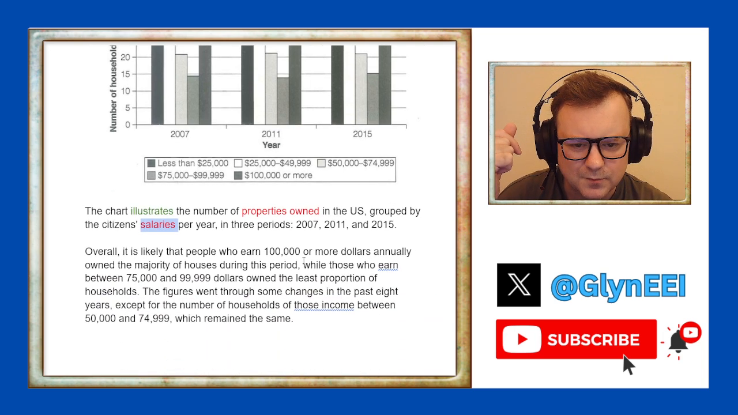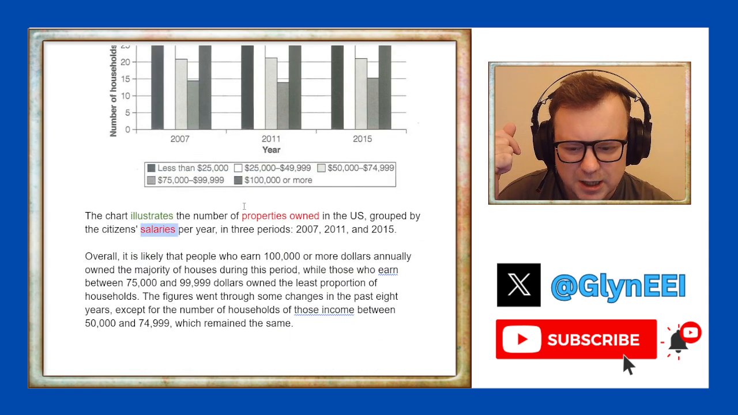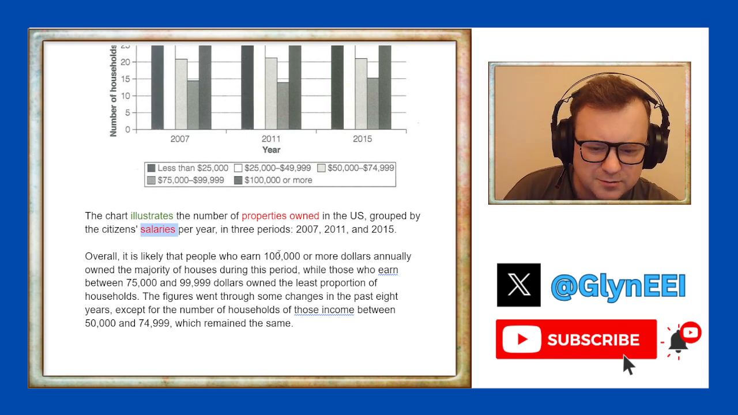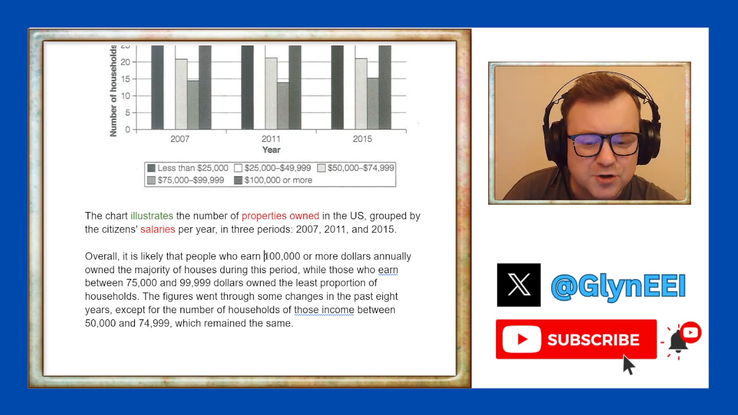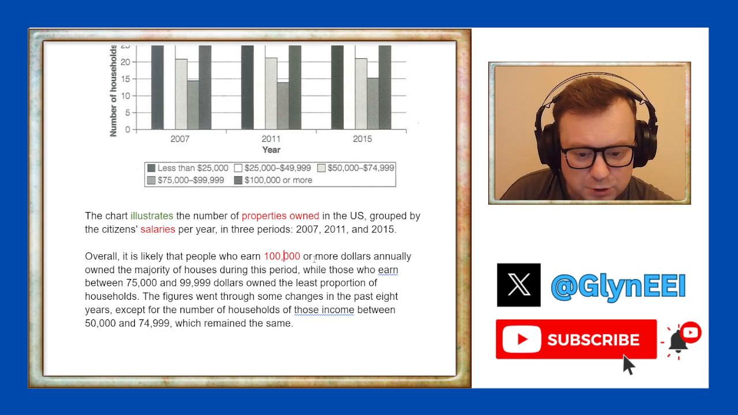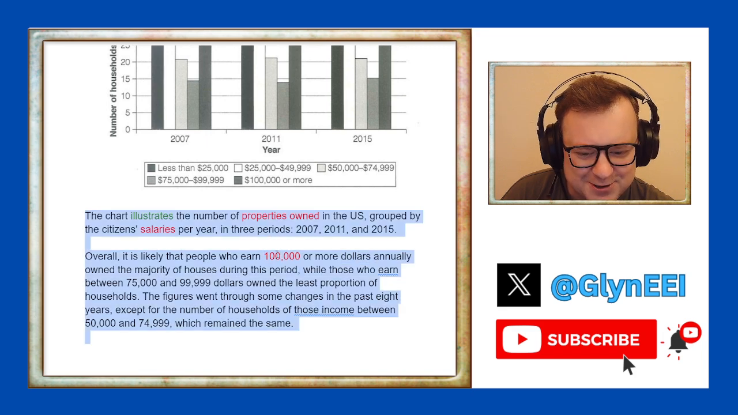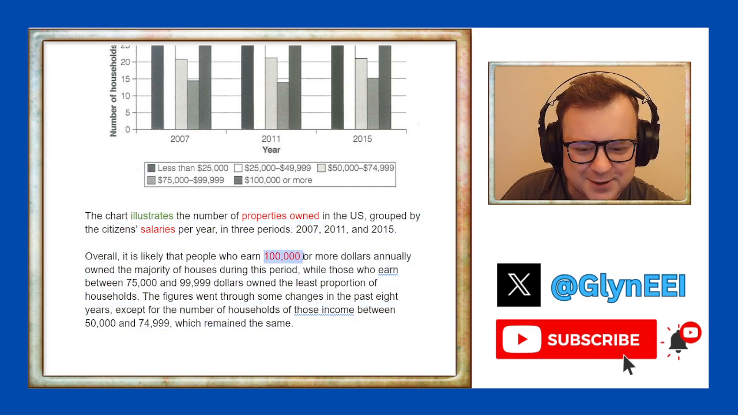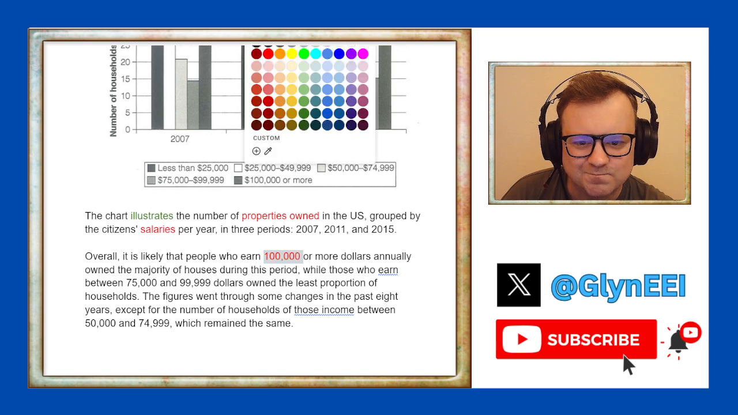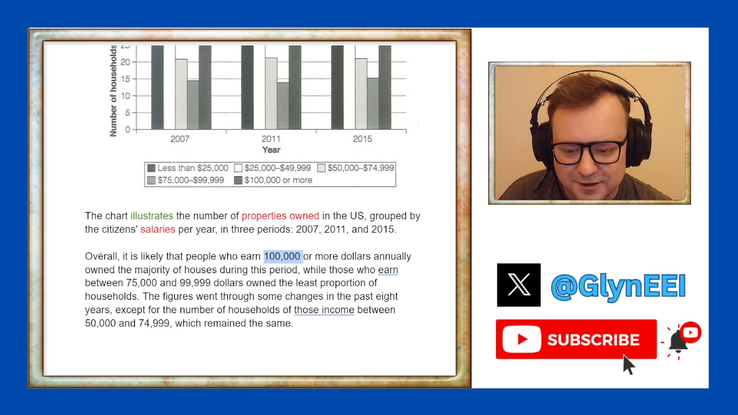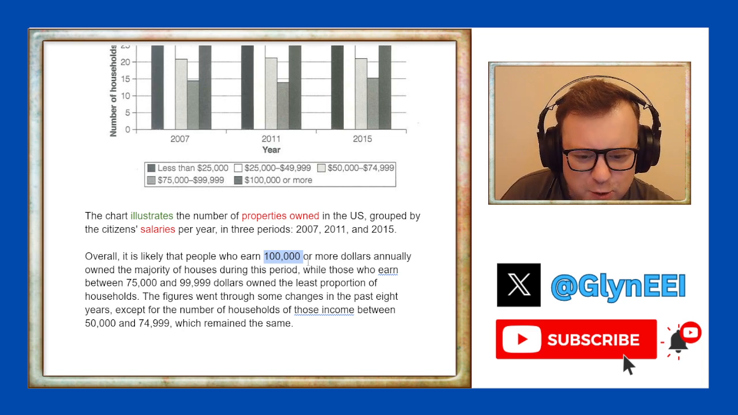Okay. So let's see if we get a general overview. Overall, it is likely that people who earn $100,000, we need to mention that it's dollars. I know it's pedantic. I know you might say, oh, but it's obvious. You need to mention that it's dollars. We do have dollars. Sorry, we have dollars here. Sorry. Always a good thing for examiners to read. Overall, it is likely that people who earn $100,000 or more dollars annually owned the majority of houses.